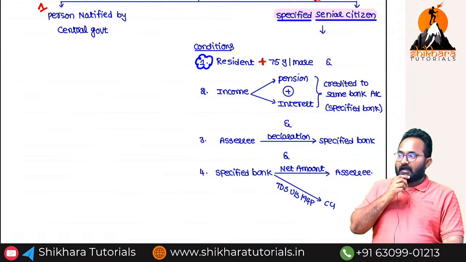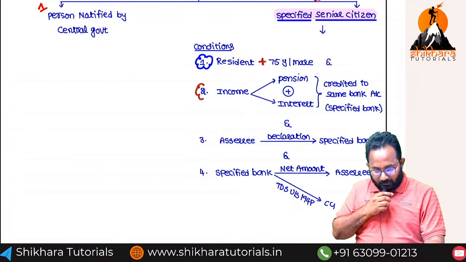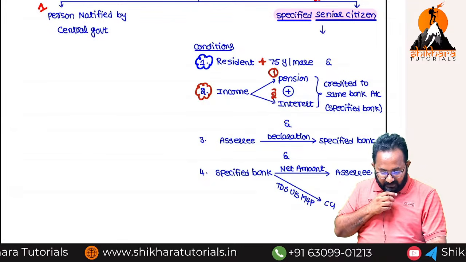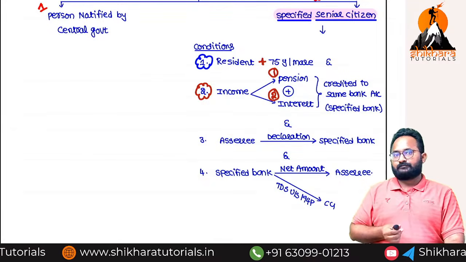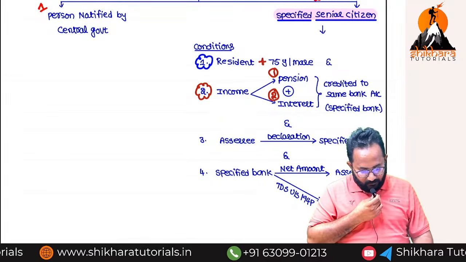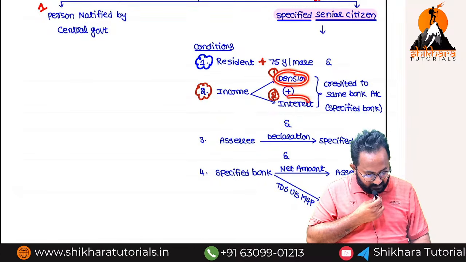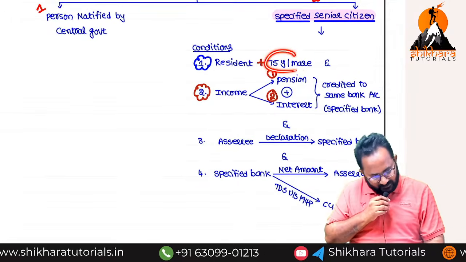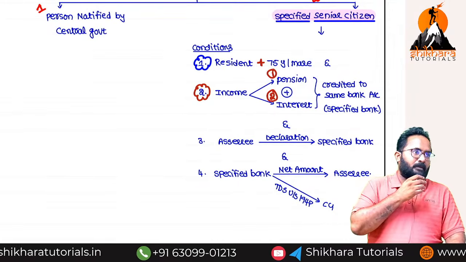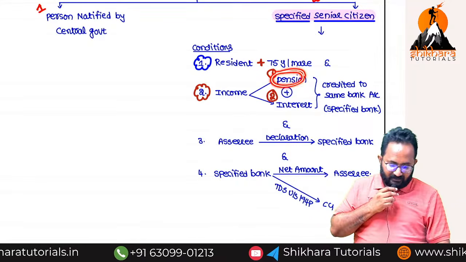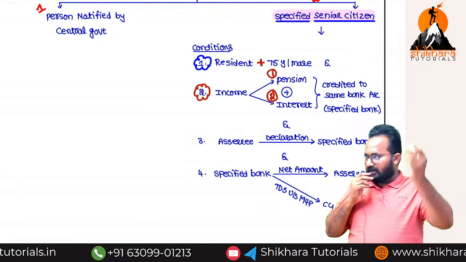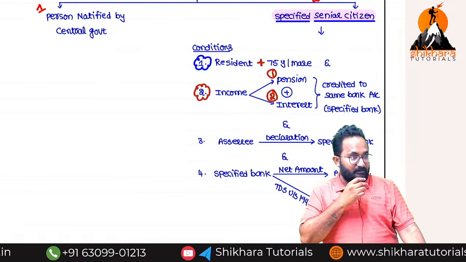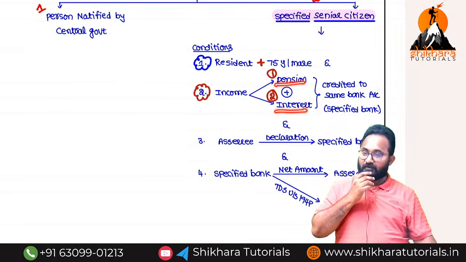Next, he has only two incomes. One is pension income. Second one is interest on deposits. At 75 years he is a retired employee. Maybe he will get pension income from the past job he did. And if he has any deposits in the bank, he will get interest from the deposits.